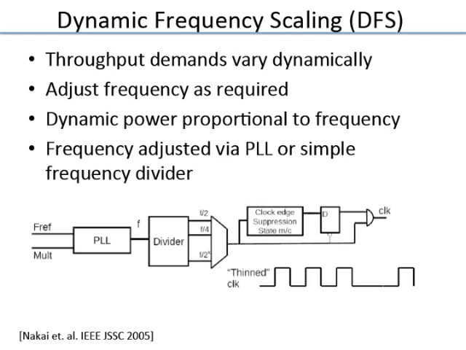Being able to dynamically adjust the frequency is called dynamic frequency scaling, because throughput demands vary dynamically, and so you adjust the frequency to what is required to meet the throughput. And you know that if you just reduce the frequency, power is proportional to frequency. It's not more energy efficient, but it is power efficient. That means my heating will go down, it will not become as hot, because I am running at lower frequency and so lower power.